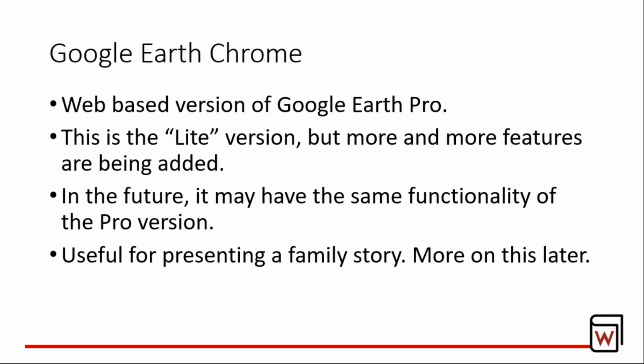And then there's Google Earth Chrome. So this is the web-based version of Google Earth Pro. And it's considered the light version, which means it doesn't have quite as many features as the Pro version, but more and more features are being added. And in the future, it may have the same functionality or more of the same functionality as the Pro version. And it's really useful for presenting a family story, but we'll talk more about this a little bit later on.